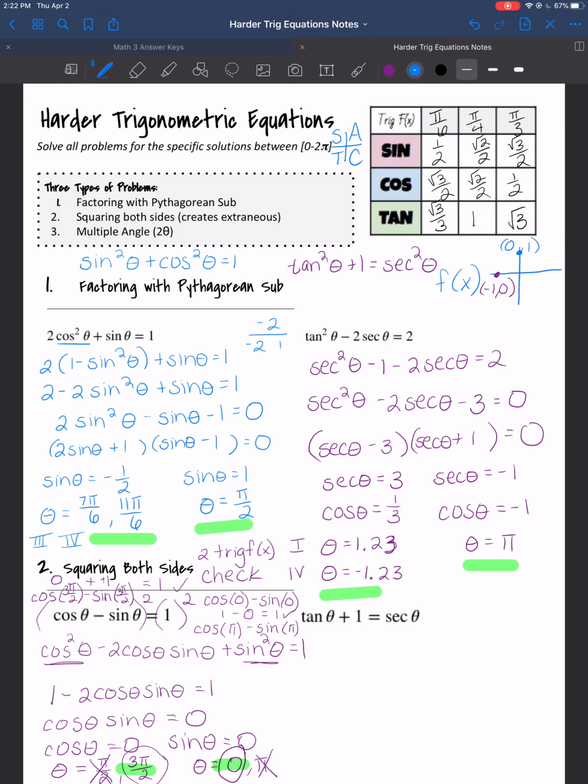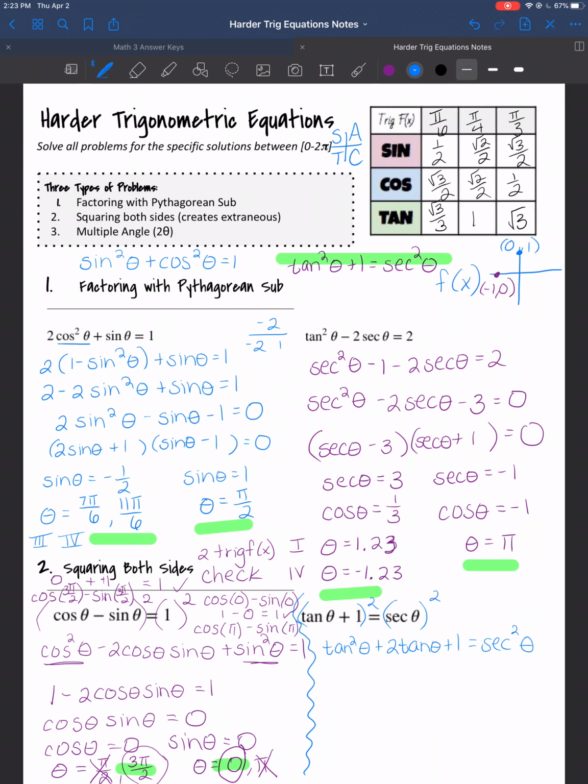Alright, next to go, we've got tangent theta plus 1 equals secant theta. I'm going to square both sides again to start with. Draw little lines so I can see where this problem and the other one ends. So that's tangent squared theta plus 2 tangent theta plus 1, squaring that binomial, equals secant squared theta. We're going to go back up here to remember our Pythagorean trig identity using tangent and secant, to see what I can do with that.